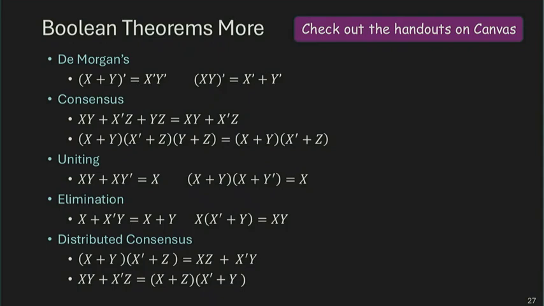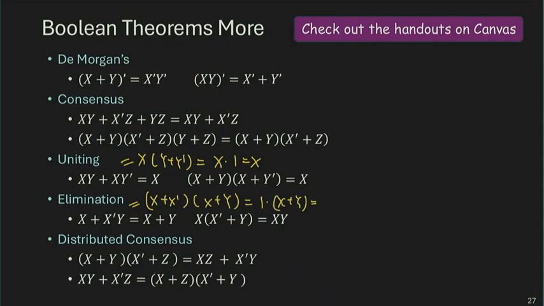XY plus XY prime, you can just factor out X, Y plus Y prime, which gives you X dot 1, which equals X. Right? A very simple theorem based on the other theorems, but you don't have to even remember this. You can just apply it on the fly using the basic theorems. Elimination, saying that, okay, I can apply distributivity, X plus X prime, X plus Y equals 1 dot X plus Y equals X plus Y.